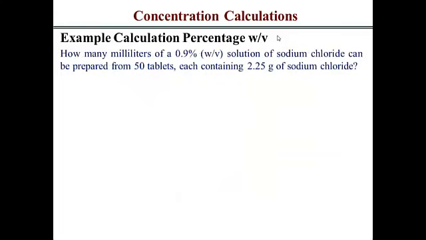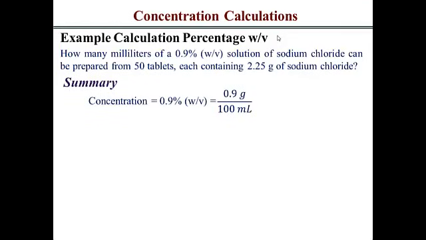Another example on the weight by volume. It says how many milliliters of a 0.9% solution of sodium chloride can be prepared from 50 tablets, and each of these tablets contain 2.25 grams of sodium chloride. Okay, so here again, let's try and put down the key information that is given to us. Our concentration is given, it's 0.9% weight by volume. What this means is you have 0.9 grams in 100 milliliters.